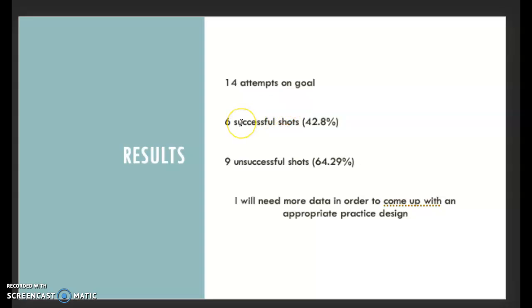So as you can see, there were 14 attempts on goal, 6 successful shots and 9 unsuccessful shots. The unsuccessful shots outweigh the successful shots, so I thought it would be appropriate to explore further how and why this is going on. But this data doesn't give me enough information to inform a representative practice design. So I looked further into the results.